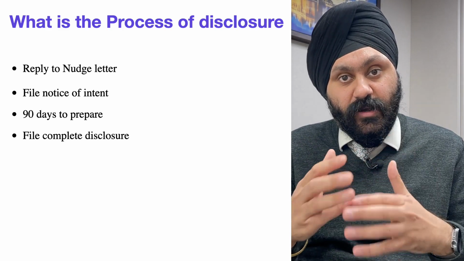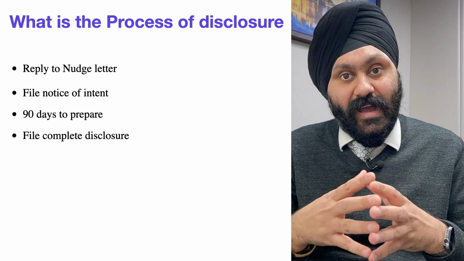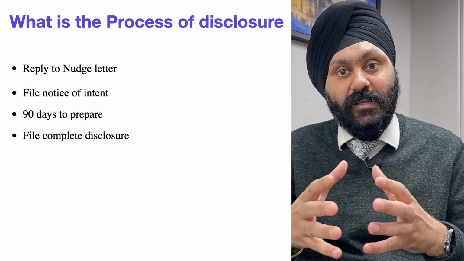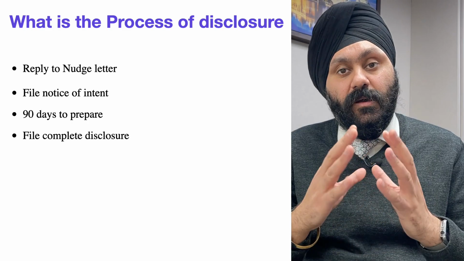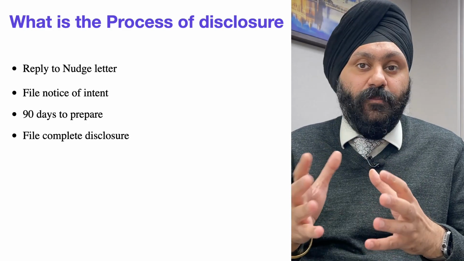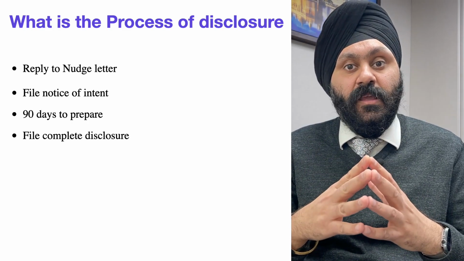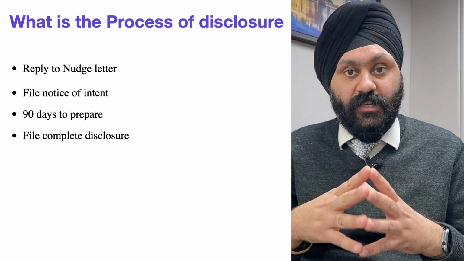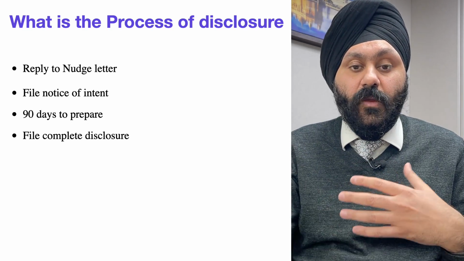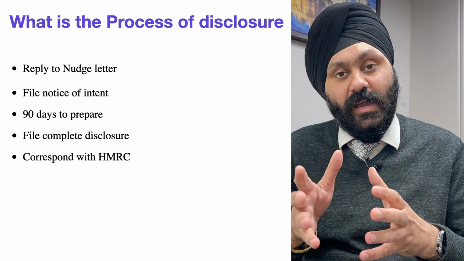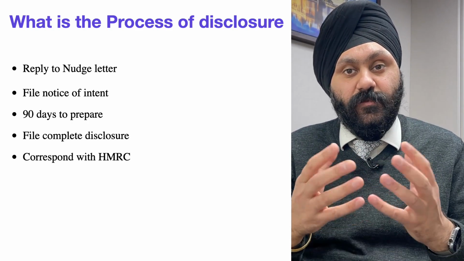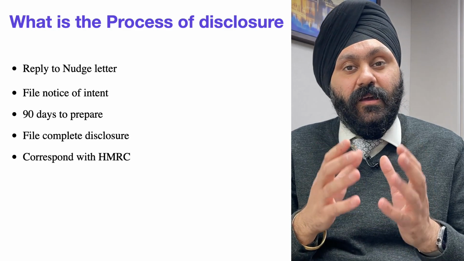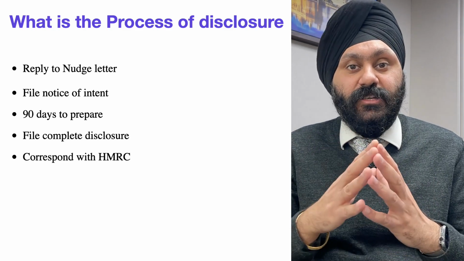So you have to calculate the rental profit first, then calculate the tax, then calculate the interest and penalty, and then complete a full disclosure form online or via post and send it to HMRC, along with the supporting documents. At the same time, whatever interest, tax and penalty you have calculated, the total liability needs to be paid to HMRC as well.